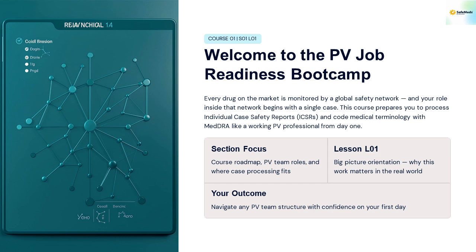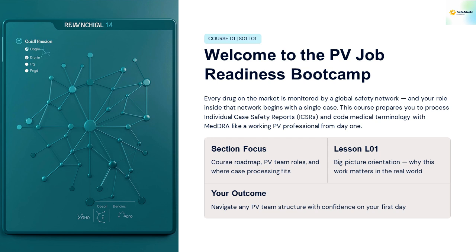Every single drug on the market, from the simplest over-the-counter painkiller to the most complex targeted oncology therapy, is monitored by a vast, global safety network. That network doesn't run on magic, it runs on data, and your role inside that network begins with a single case. This course is designed to prepare you to process individual case safety reports, or ICSRs, and decode medical terminology with MedDRA exactly like a working pharmacovigilance professional from day one.